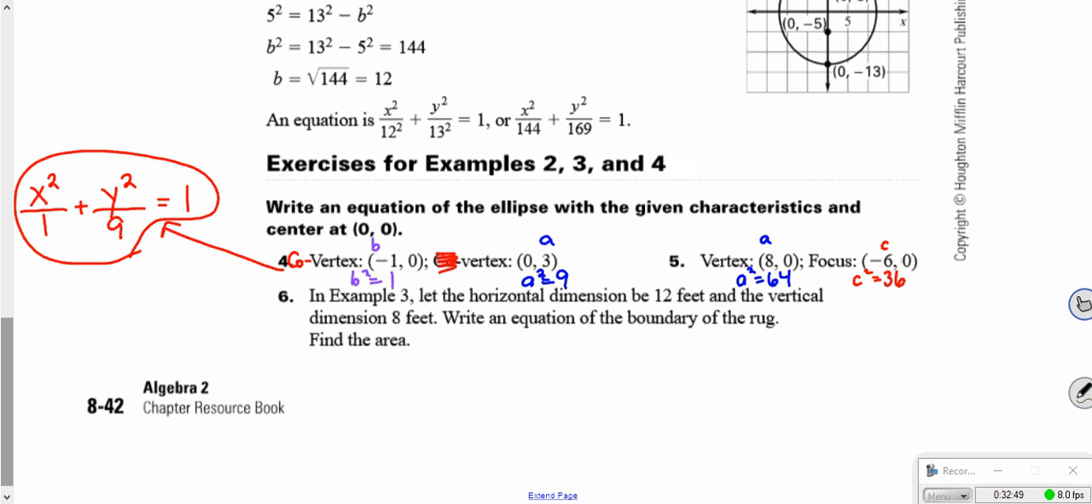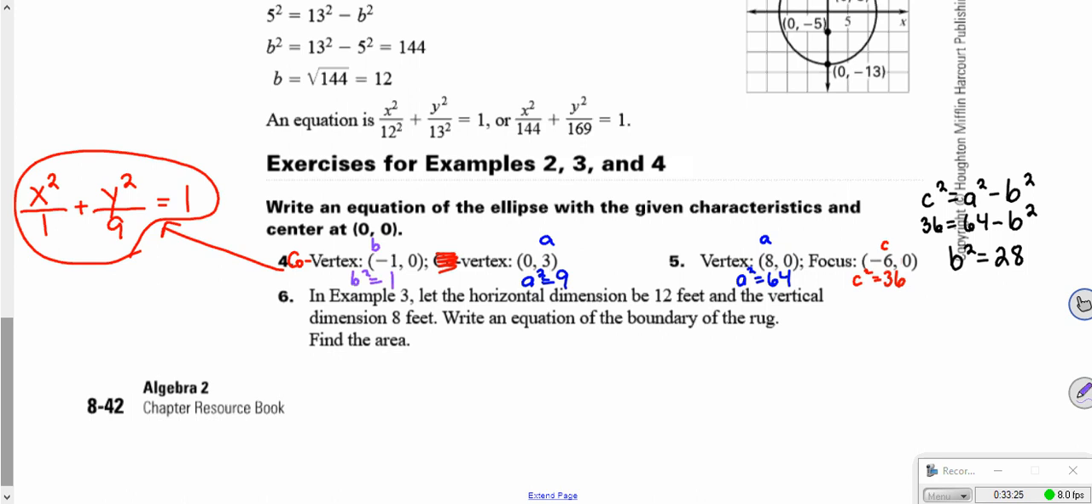Okay, so remember, c squared equals a squared minus b squared. So what we have here is 36 equals 64 minus b squared. Well, this is essentially telling us that b squared equals 28. 36 plus 28 is 64. So this is going to help us write our equation. Are you all with me?